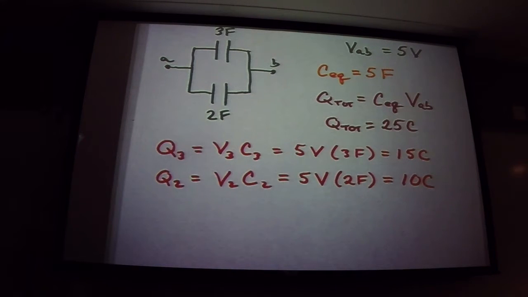Now I do have a question for you. There's a check that I did not calculate. Does that check work? And what is it? Yes, to see if the total of the charges we got is the same as the total charge. In parallel, those charges add. 15 coulombs plus 10 coulombs, 25 coulombs. We got it. Check.